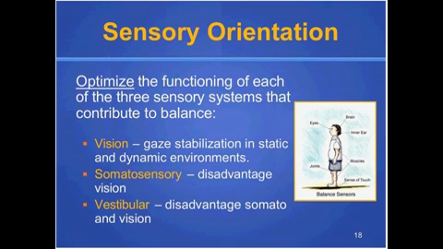If we want to force the use of the somatosensory system, then we want to disadvantage vision now so that it forces the individual to work on identifying what they're receiving from both the cutaneous and the proprioceptive receptors in the body. And of course, to promote the use of the vestibular system, we now need to disadvantage both the somatosensory and the visual systems.